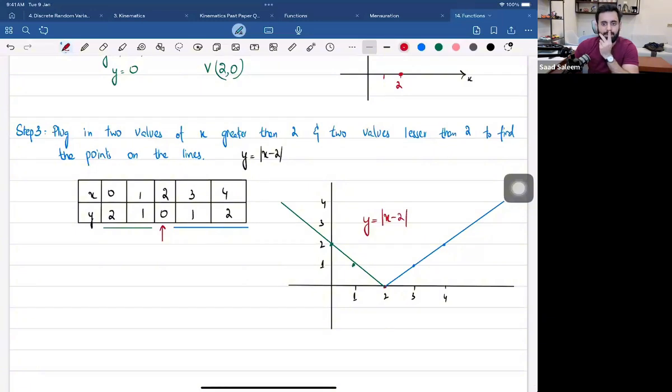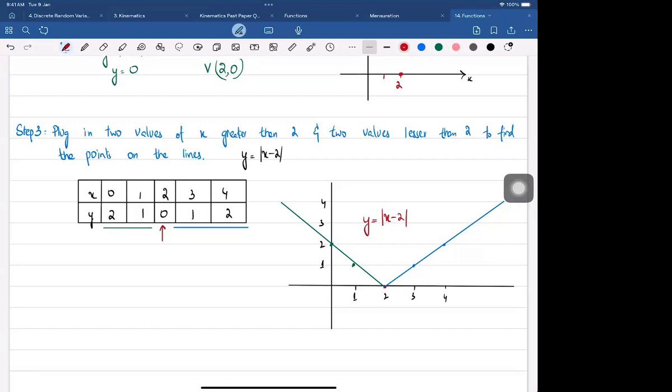I'll summarize this. Yes, Varad. Sir, what if we didn't take the x coordinate for values lesser than 2 as 0? Then we wouldn't have found the y-intercept because it's not accurate.